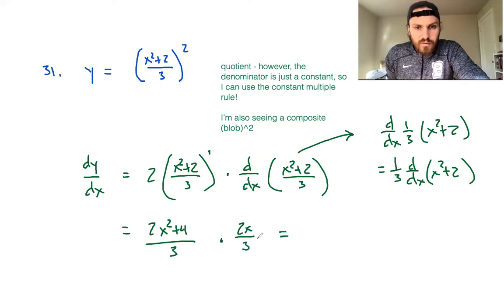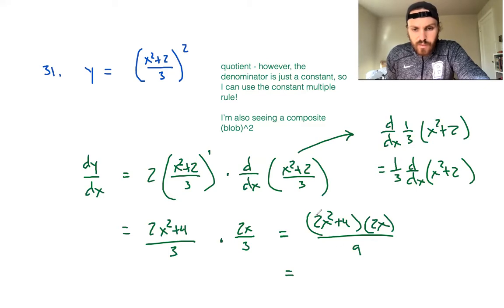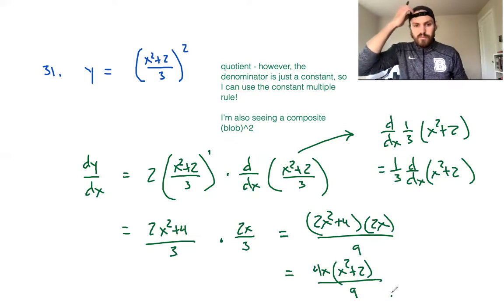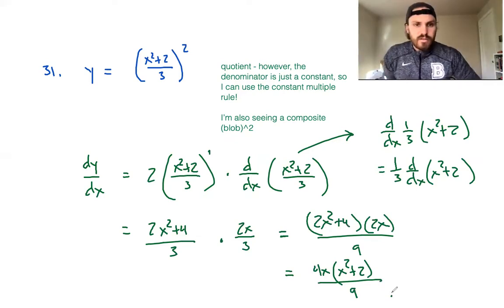And if I wanted to multiply those things out, I could say, well, it's 2x squared plus 4 times 2x all over 9. And then I might factor it and say, well, I could write this as 4x times x squared plus 2 all over 9. And that would be the derivative of this function. So again, if you've got a constant in the denominator, you do not need to use the quotient rule. Although you could, but that would just be more time.